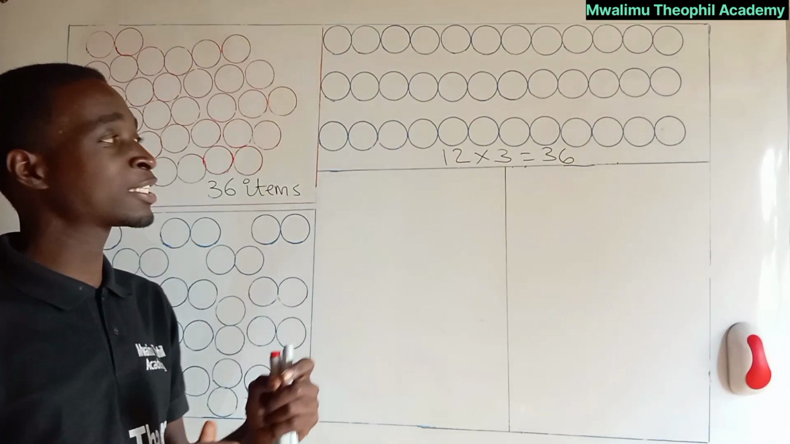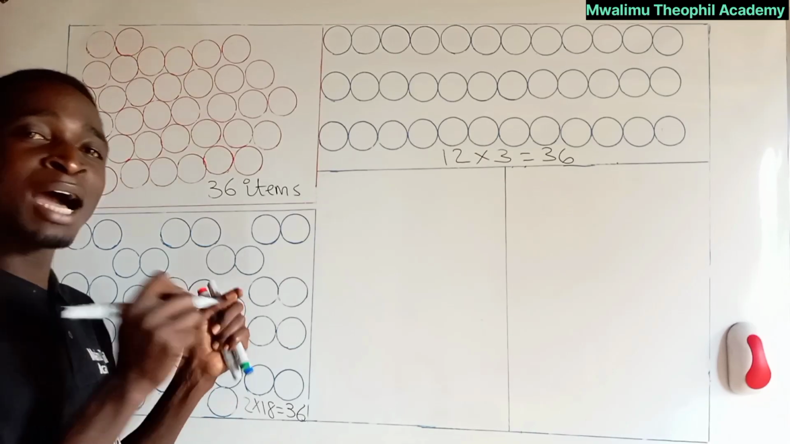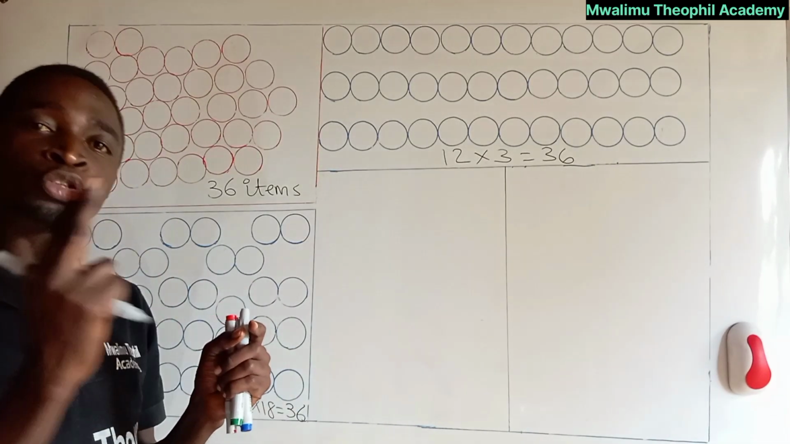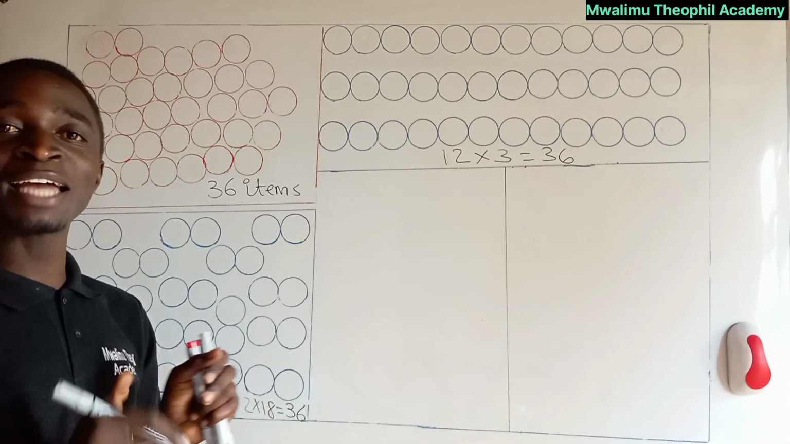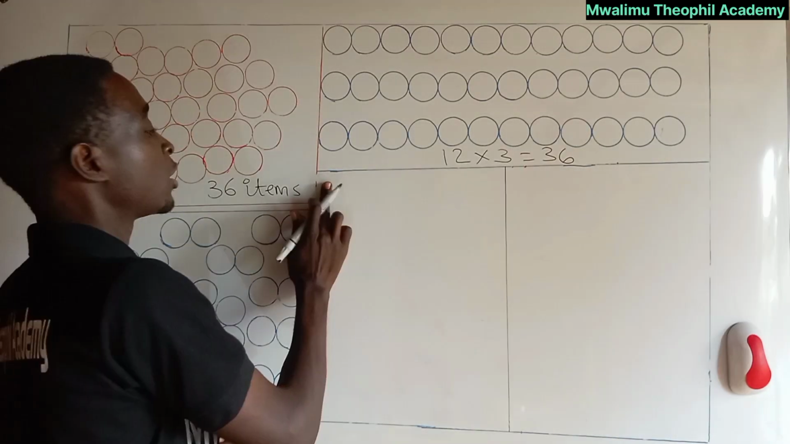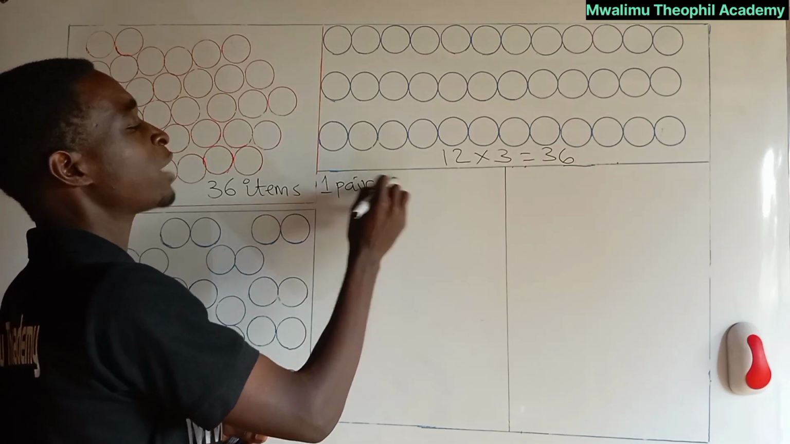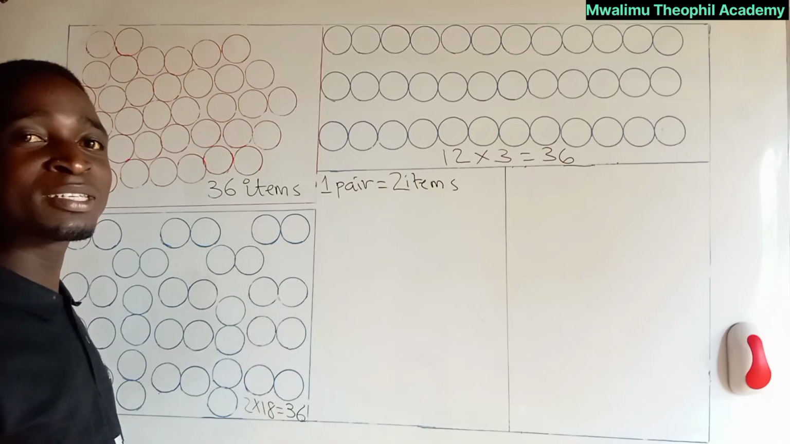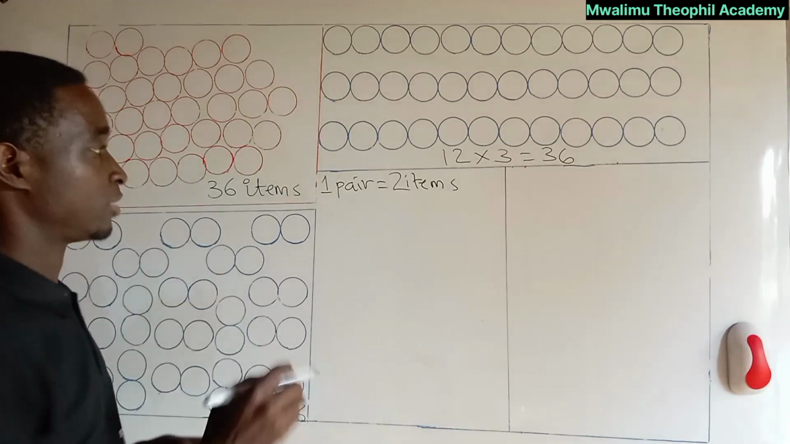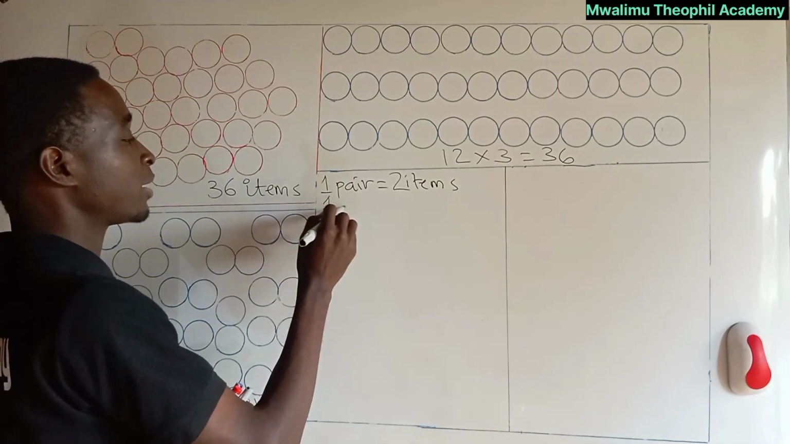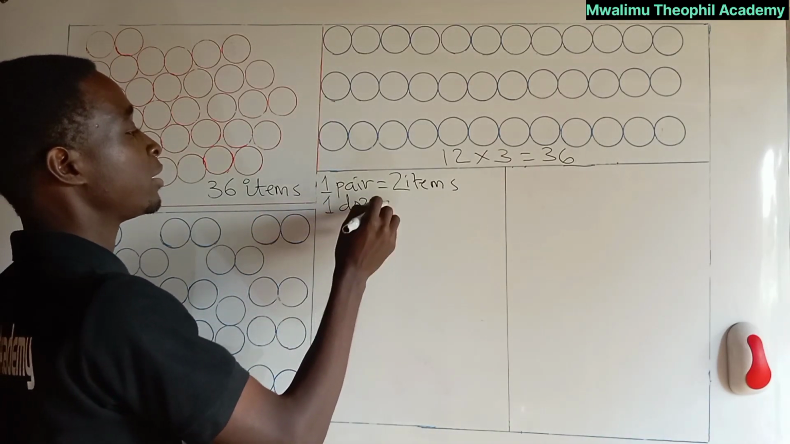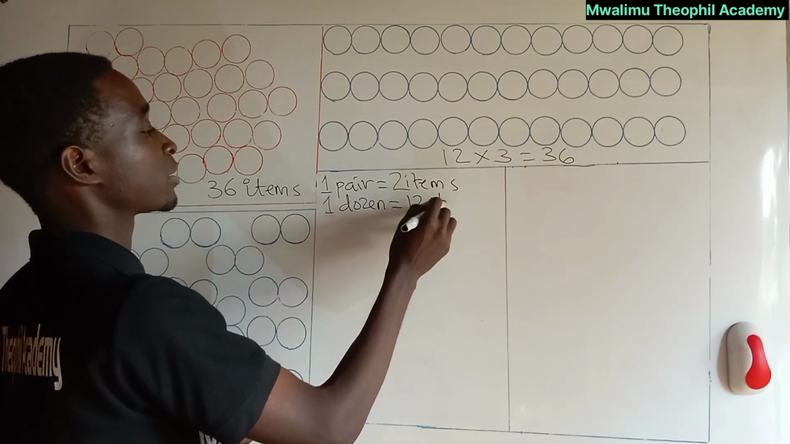You have to know that when the items are grouped in 2 per group, we call that a pair. So one pair is equal to 2 items, and 12 items are taken as a dozen. Now, 1 dozen is equal to 12 items.